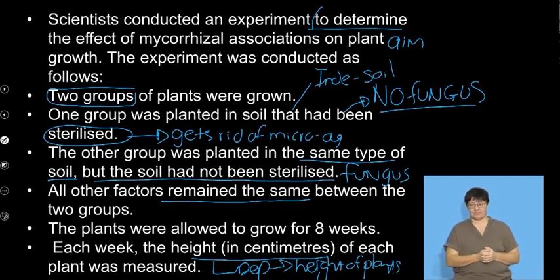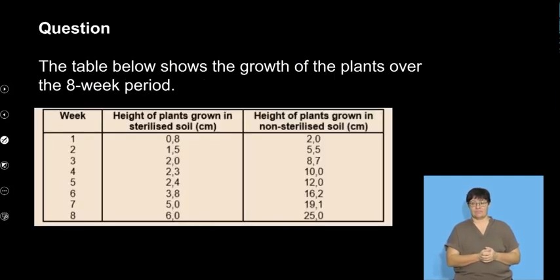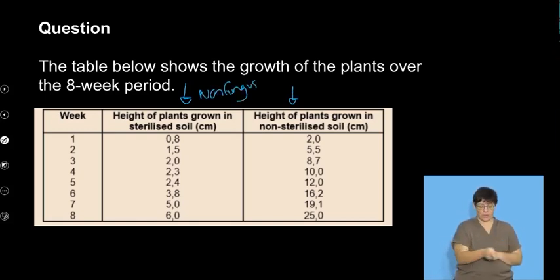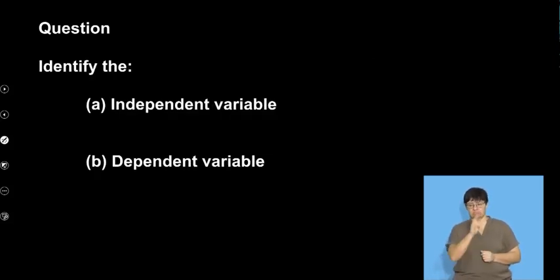All right, so here are the results after the 8 weeks. Here we have the 8 weeks. Here we have the height of each of the plants. This was the non-fungus, and this was the fungus. So let's see what kind of questions. Number one, identify the independent variable.